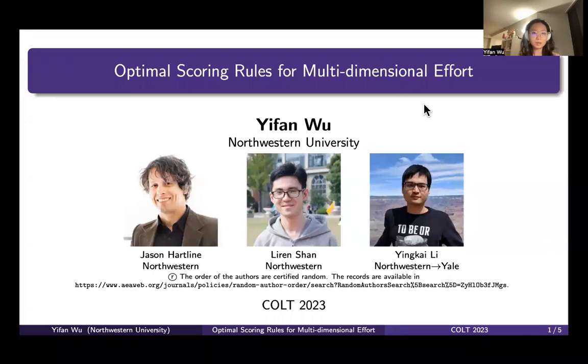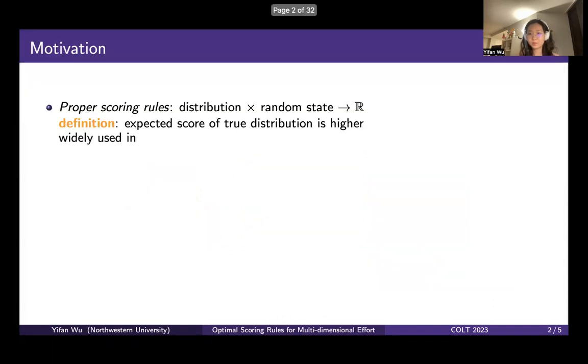This paper is about the optimal scoring rules for multidimensional effort. I'm Yifan Wu. This is my joint work with Jason Hartline, Liren Shan, Yingkai Li.